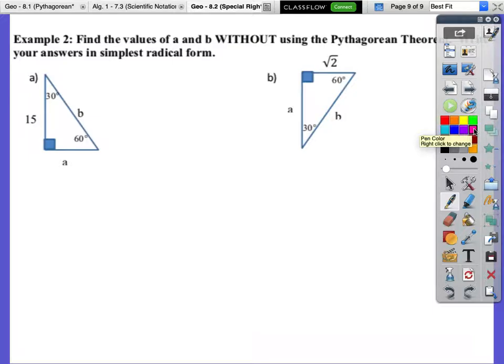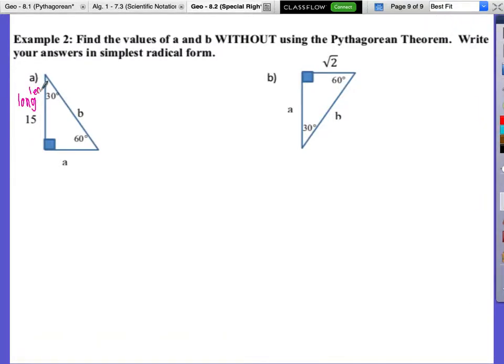Yeah. What are we given? 15, which is the long leg. We're given the long leg. Can we go from long leg to short to hypotenuse? Can we go straight from long leg to hypotenuse? No, that's not on our map. We have to go through where? We have to go to the short leg first. So divide by radical 3. You have 15 divided by the square root of 3.